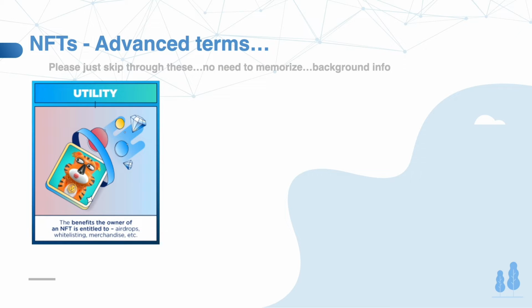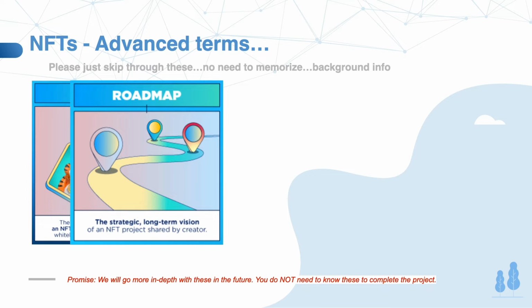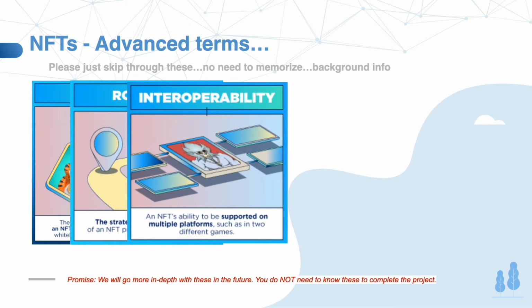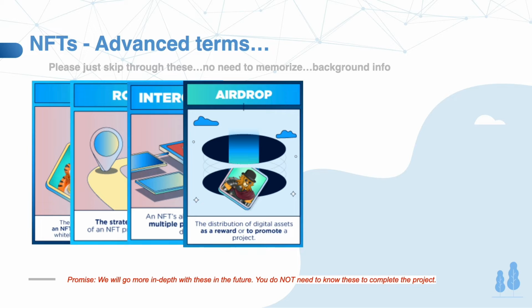So the utility is simply the most important part is who owns it and who has owned it. The roadmap, of course, is the long-term vision, tells you where the project is going. Interoperability refers to the fact that an NFT can be supported on multiple platforms. An airdrop is when somebody is going to sell a whole bunch of similar NFTs, and they will be in a community. Usually it's as a reward or as something to promote.